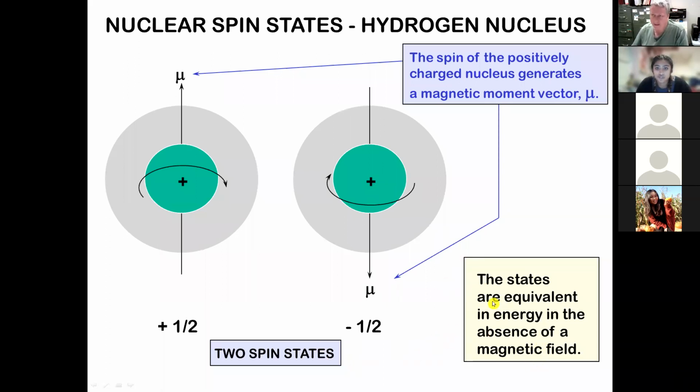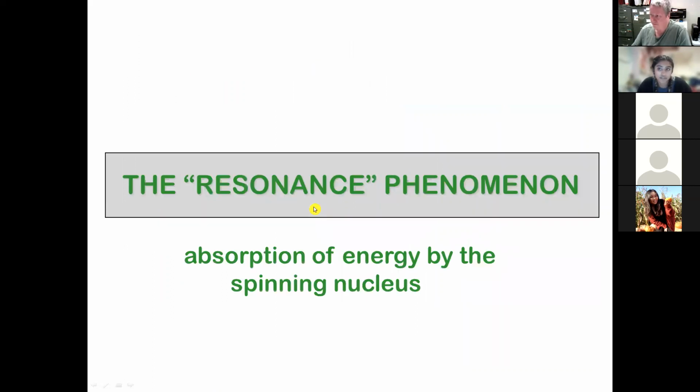But when you apply a magnetic field, like a big magnet, they actually have different energy levels, and we can distinguish the 2 spin states with a magnet. So now let's talk about this concept called resonance. We can absorb energy into these spinning nuclei, and that can actually change the spin states.